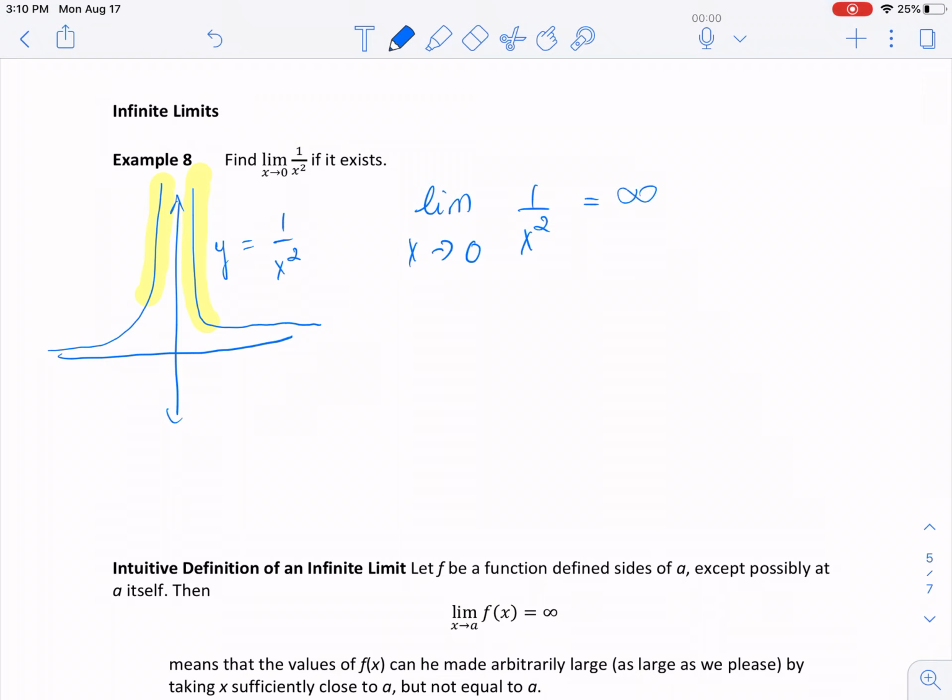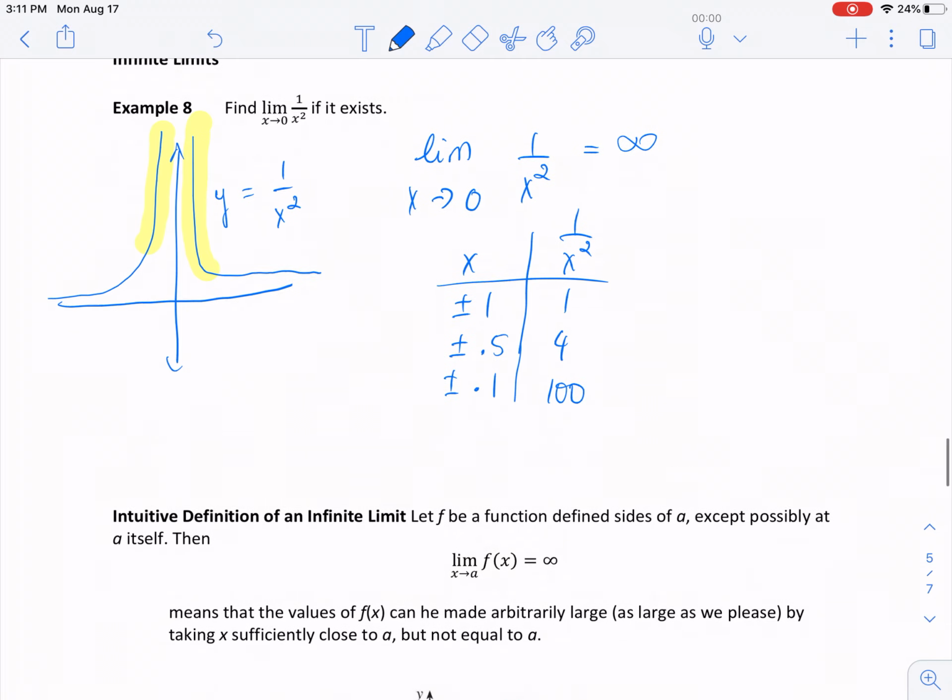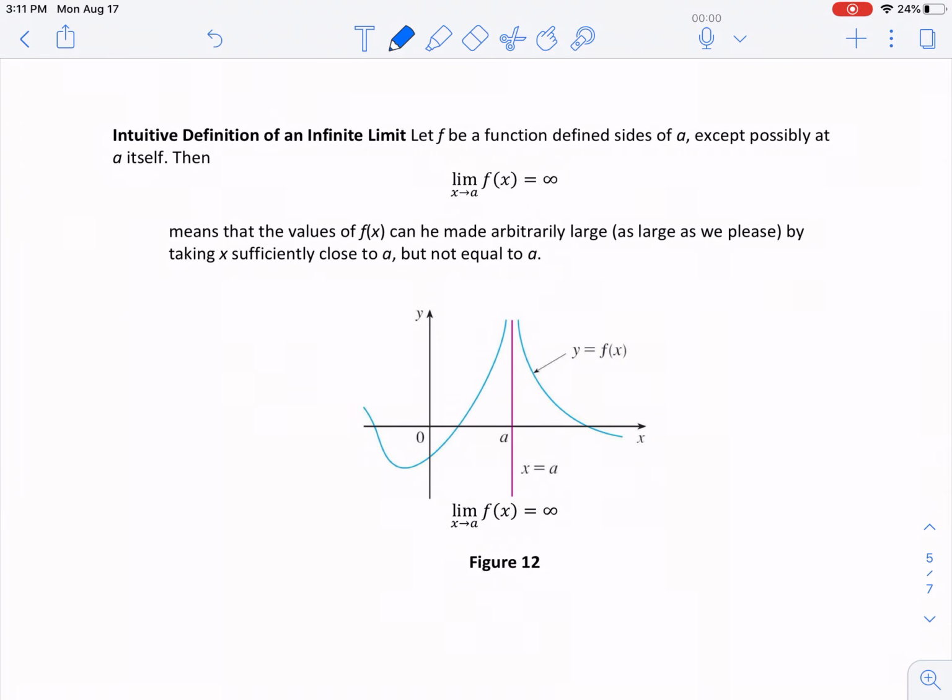Now, if you want to do the table, and you pick x to be plus and minus 1, plus and minus 0.5, plus and minus 0.1, you will see that the numbers get larger and larger. So for 1, it's going to be 1, but for 0.5 it's going to be 4. For plus and minus 0.1 it's going to be 100, and the number is going to get larger and larger. So the definition of infinite limit is as shown.